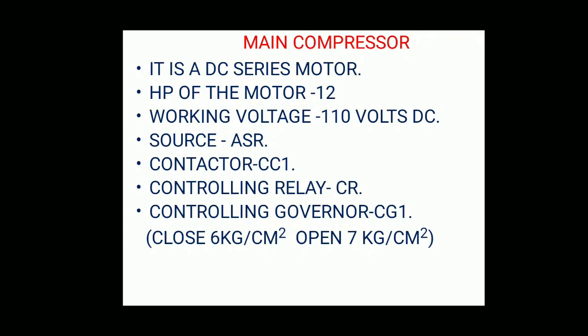Main compressor, it is a DC series motor of 12 HP capacity. It works with 110 volts DC. ASR supplies the 110 volts DC to main compressor. The contactor for starting and stopping main compressor is CC1. The controlling relay for contactor CC1 is compressor relay, which is provided in relay panel. Controlling governor for CC1 contactor is CG1. It closes when MR is below 6 kg per centimeter square and opens when MR is 7 kg per centimeter square.